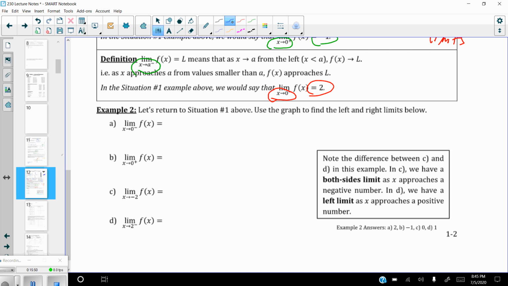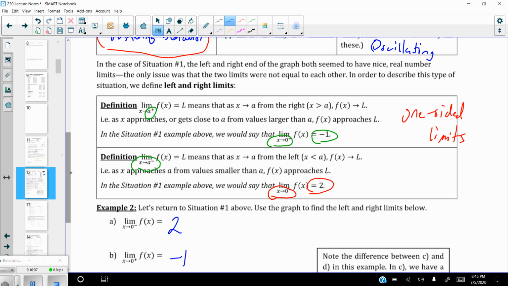Let's look at the limit as x approaches 0 from the left. That was done for us. That was actually what we just did in the definition. As x approached 0 from the left, that was the one that approached 2. I got it right this time. The limit as x approaches 0 from the right-hand side, we said was negative 1. And that was this one right here.